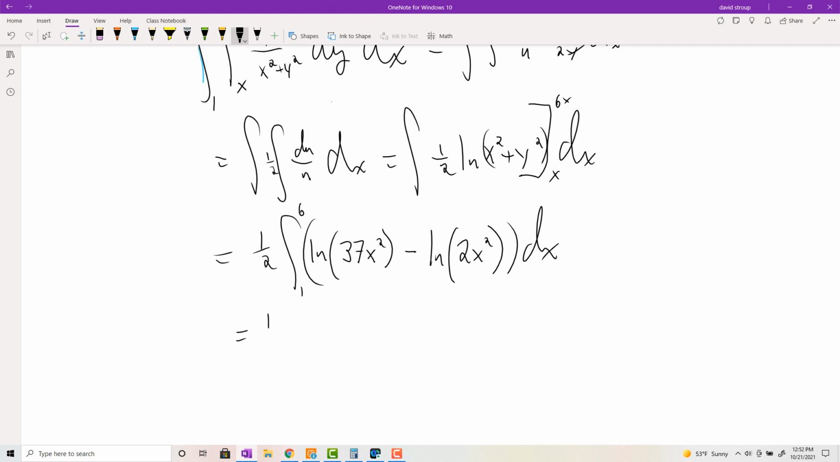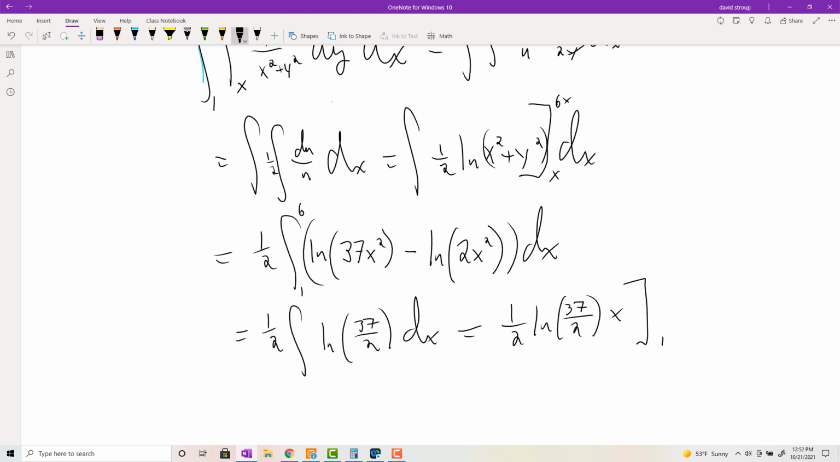I mean, if you use the properties and limits, what do you end up getting? Let's just see if it works, right? So it's the ln of 37 halves, right? And then we could just evaluate that with respect to x. So that would be 1/2 ln of 37 halves x from 1 to 6.